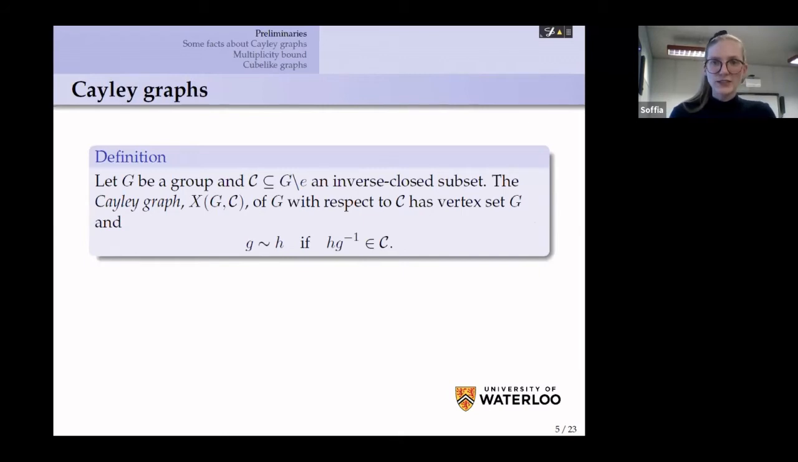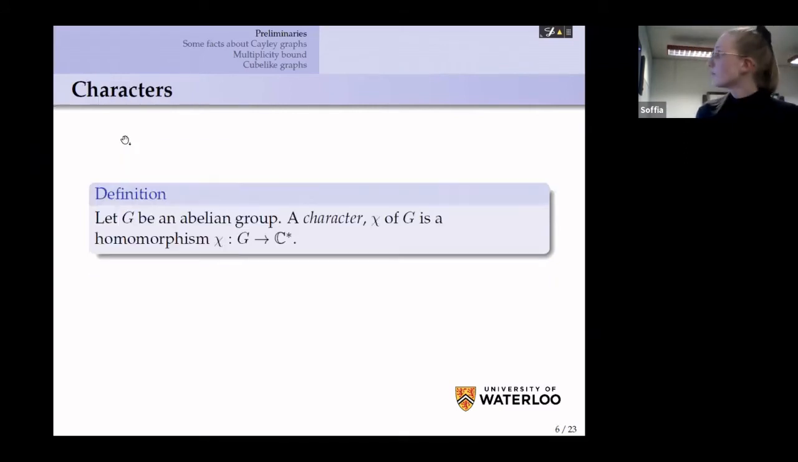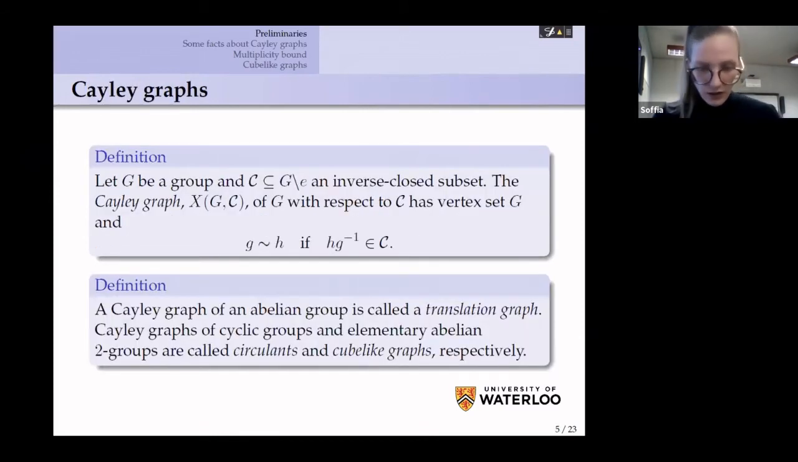So I'll define a Cayley graph next. We let G be a group, and we take an inverse closed subset C of G that doesn't contain the identity. Then the Cayley graph of G with respect to this set C, which we call the connection set, has the group elements as its vertices, and two vertices g and h are adjacent if hg inverse is an element of our connection set. In particular, a Cayley graph of an abelian group we will call a translation graph. And this is what we are concerned with today.